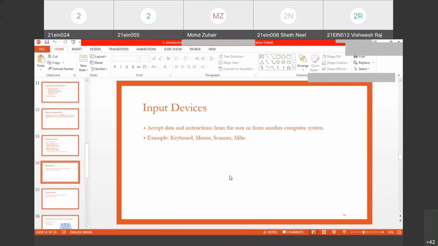Then we have input and output devices. The basic input devices are keyboard and mouse. They accept data and instructions from the user or from another computer system. It can be a scanner, it can be a joystick. A mic is another example, because I'm also giving input to the system through the mic. So it accepts instructions from the user or from another computer system.